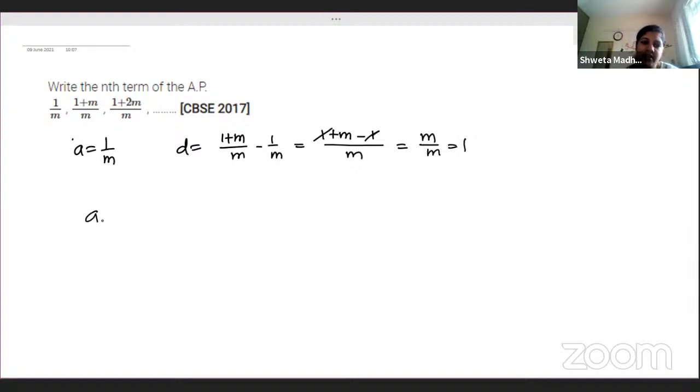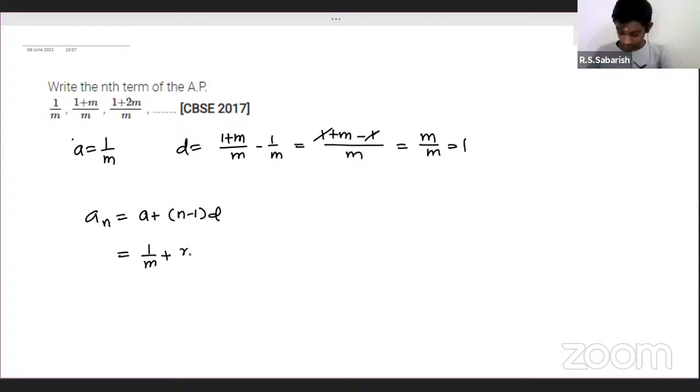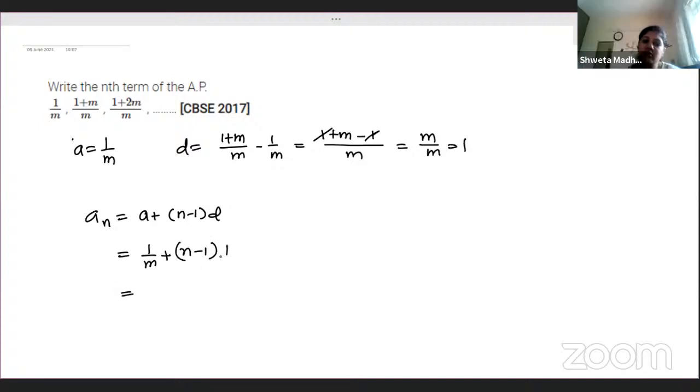They are asking for the nth term. So an is equal to a plus n minus 1 into d. A is 1 by m, plus n minus 1 into 1. This is equal to 1 by m plus n minus 1. That's it. If you want, simplify further: 1 plus mn minus m by m.